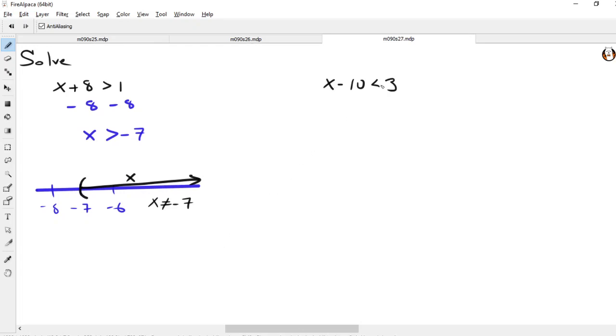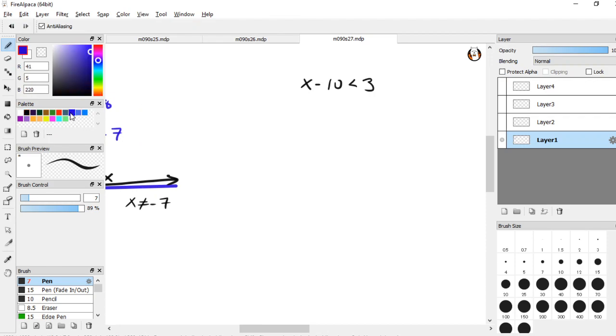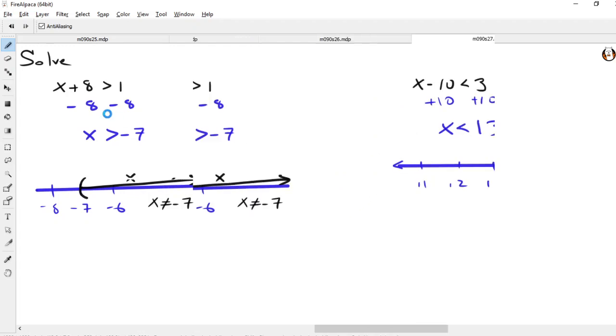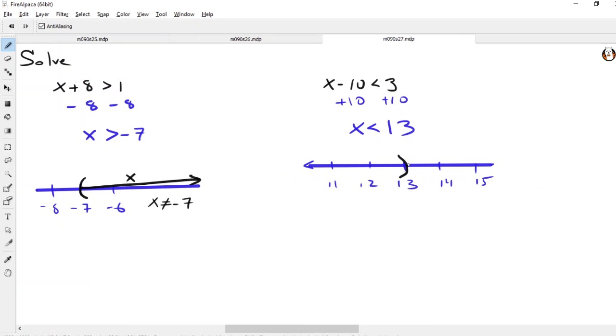What about this one over here, x minus 10 is less than 3. Well, to solve this, we're going to add 10 to both sides. And when we do that, we'll get that x is less than 13. What's that going to look like on a number line? Well, here's my number line: 13, 14, 15. X is less than 13. Less than it. There's x. And note again that x is not equal to 13.